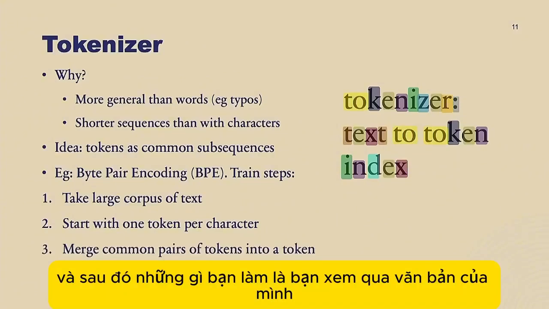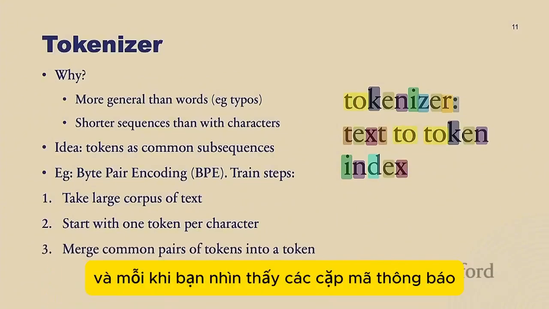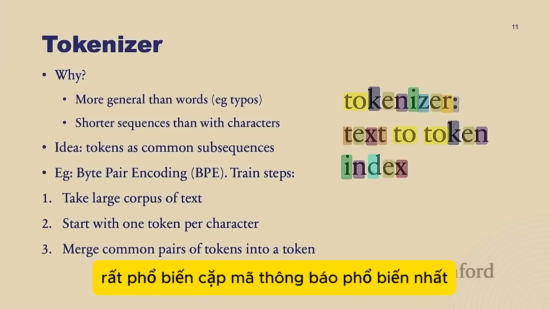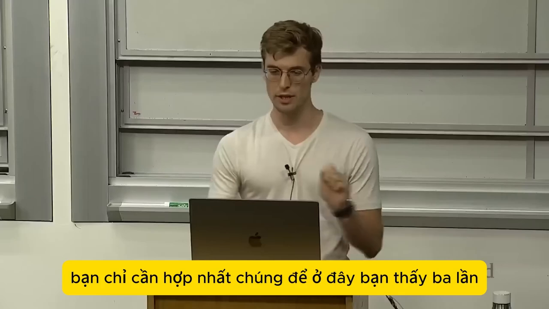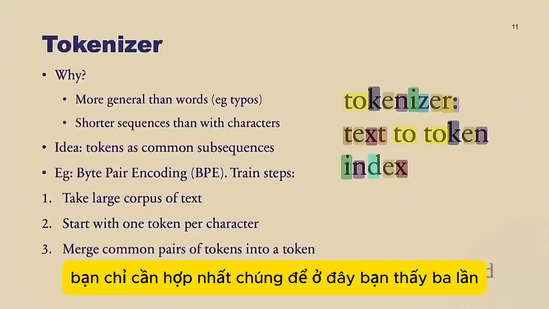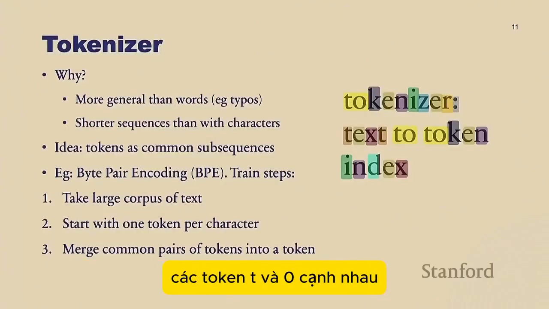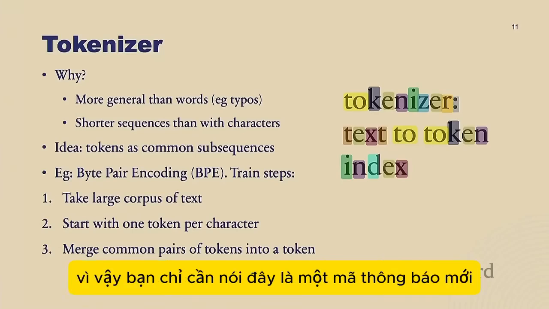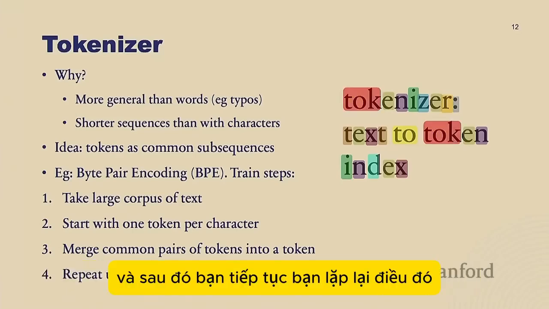And then what you do is you go through your text, and every time you see the most common pair of tokens, you just merge them. So here you see 3 times the tokens T and O next to each other, so you're just going to say this is a new token. And then you continue, you repeat that.